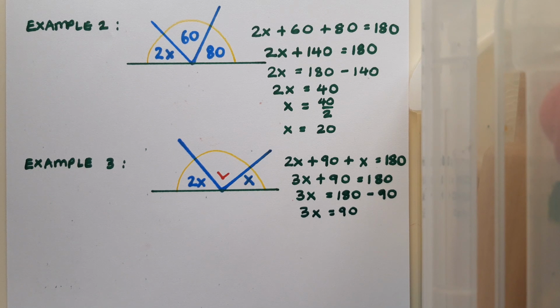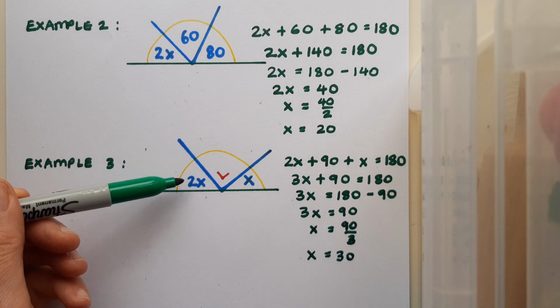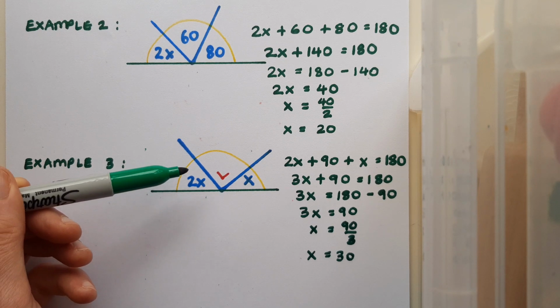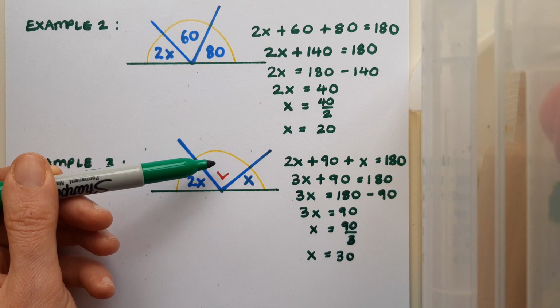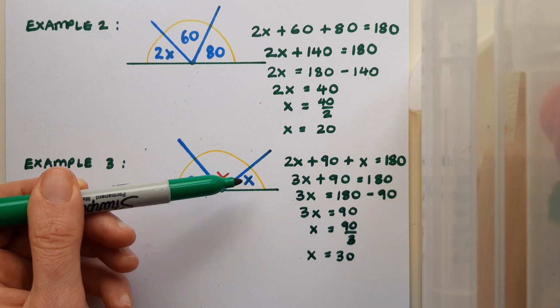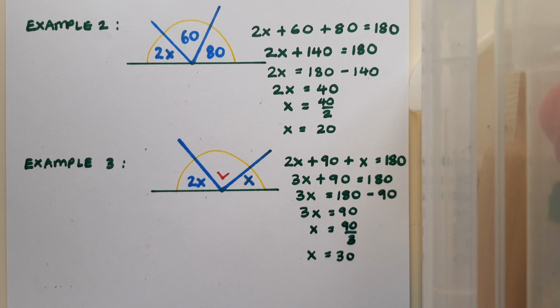When I subtract, I get 90. So this means that 3 lots of x make 90. What's 1x by itself, do you think? I can get this by dividing 90 by 3, and in this case, x is 30. Again, I can double check and see if I'm correct. 2 lots of 30 is 60, plus 90 is 150, plus 30 is 180, so I'm correct.